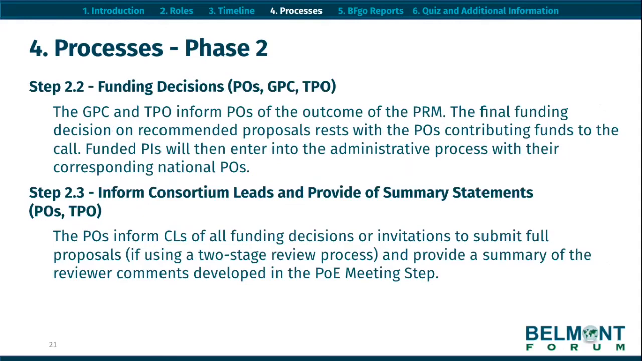The partner organizations inform consortium leads of all funding decisions or invitations to submit full proposals if using a 2-stage review process. And they also provide a summary of the reviewer comments developed in the panel of experts meeting step.